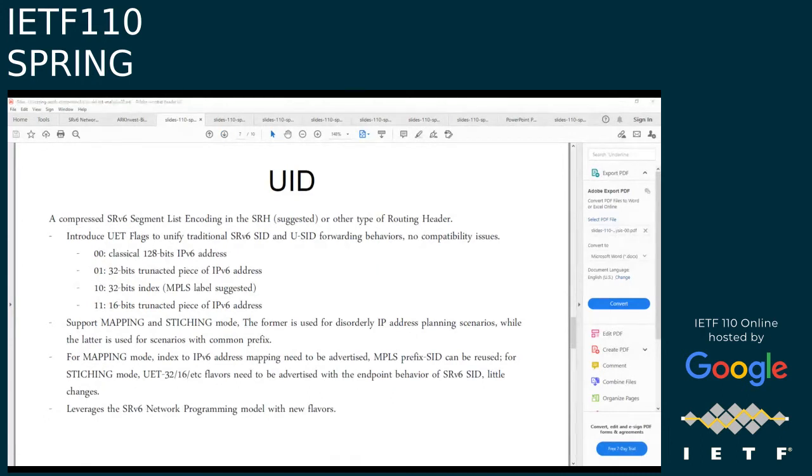Yeah, this page is a brief introduction for UID. It's a compressed SRv6 solution. It introduces.